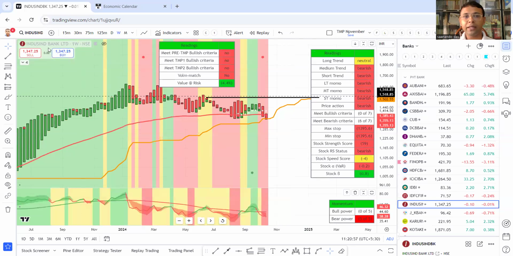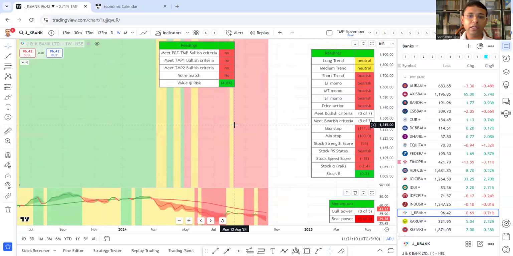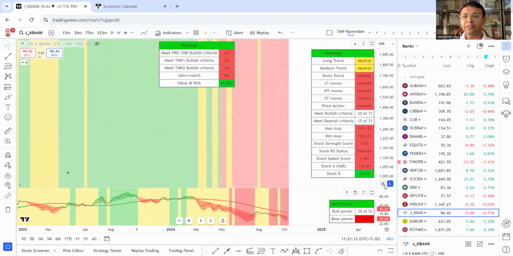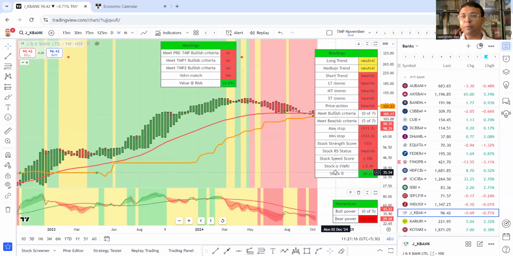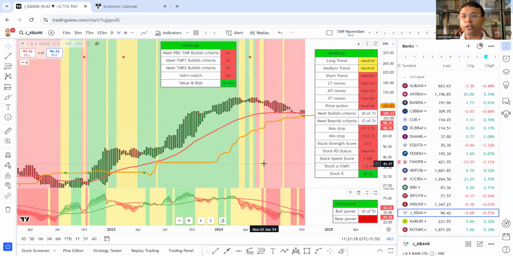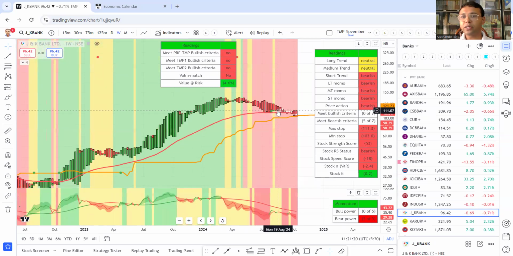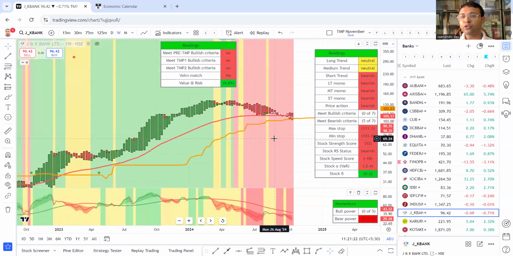Then IndusInd Bank Limited. This is broadly bearish. Clearly the sell signal is prevailing. Then we have Jammu and Kashmir, that same bearish, bad phase stock. If you remain invested in a bad phase stock, you will lose your money. It's clear that it's not a great phase to be in.